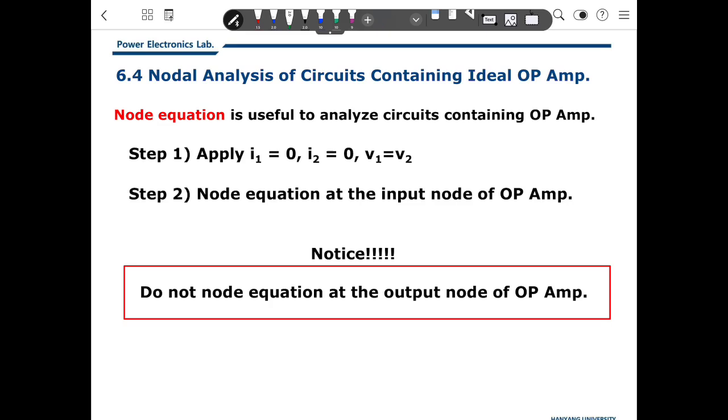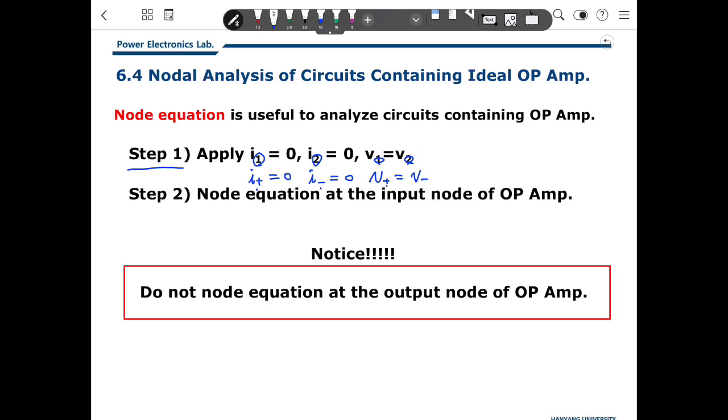Okay, then I will summarize how to solve an electric circuit containing the op-amp. Step one, apply I plus is 0, I minus is 0, and V plus and V minus are the same. This textbook doesn't use the plus and minus notation, using 1 and 2, but I recommend you use plus and minus. You can choose anything, it's your preference.